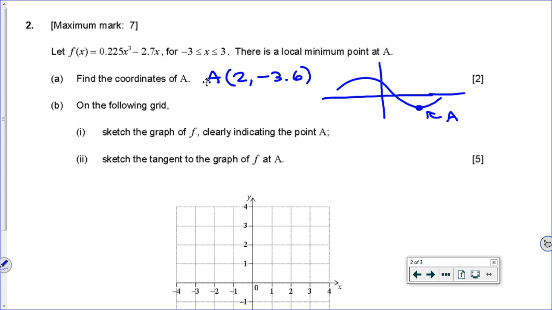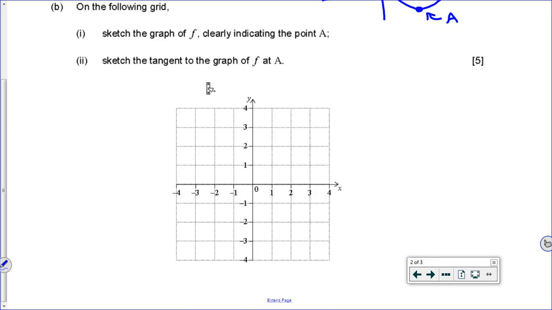On the following grid, we're going to sketch the graph of f, clearly indicating the point A, and then sketch the tangent to the graph of f at A. So this is testing a couple of things. On a graph, they're always looking for accurate endpoints, accurate intercepts, accurate max and mins. Those are the 3 things we want to try to make accurate.